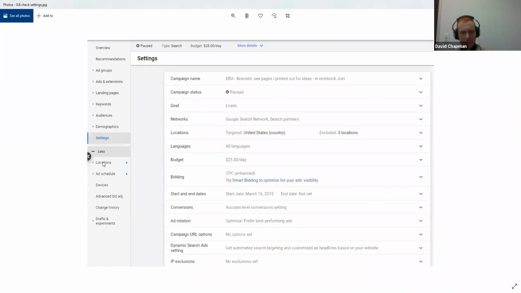You can check there. And the other thing you want to check is ad schedule. You want to make sure that you're running ads when you want to run ads.